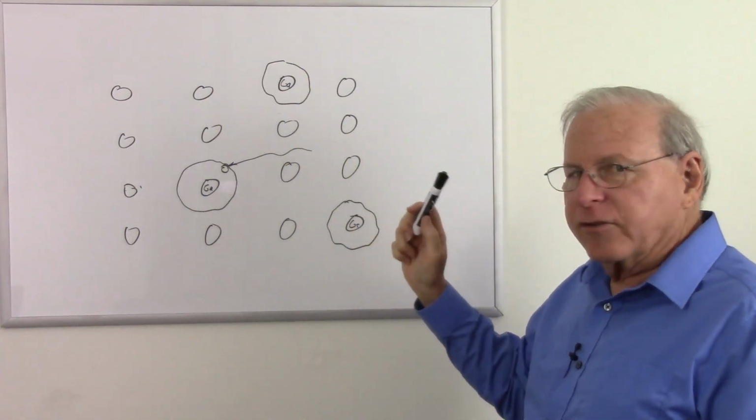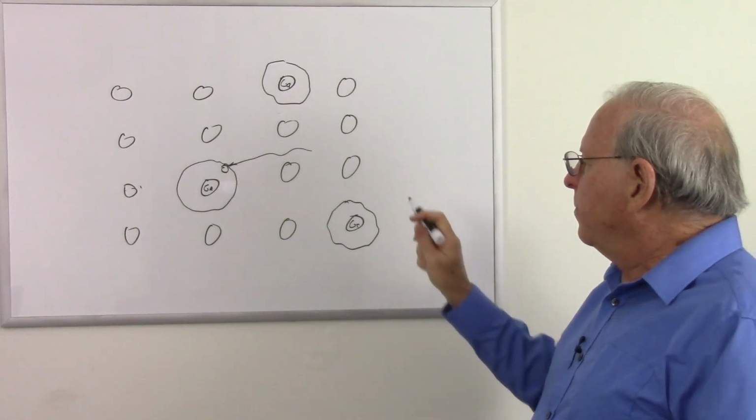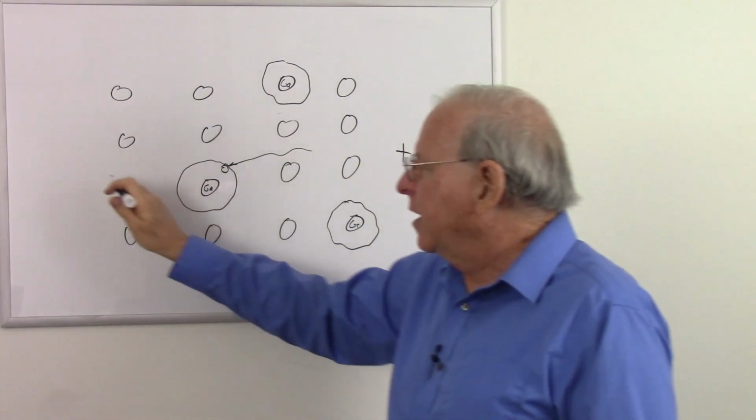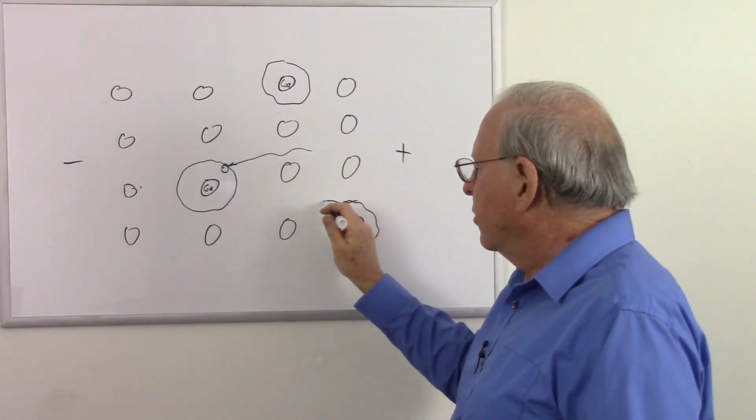Now there's a problem with this. Let me take it a step further and say if we put a voltage across here, positive to negative, what's going to happen? Those electrons are going to start flowing.